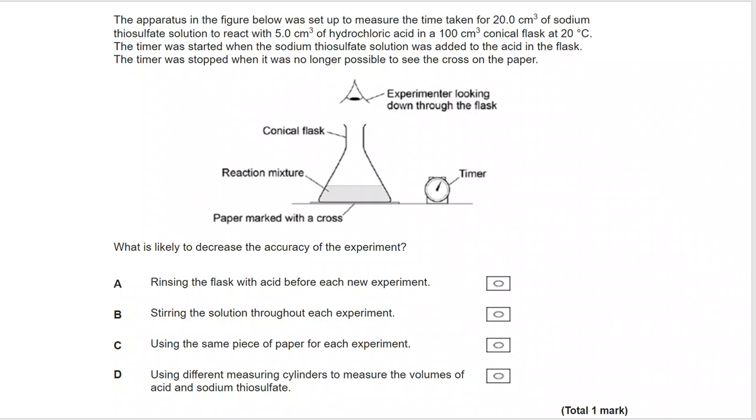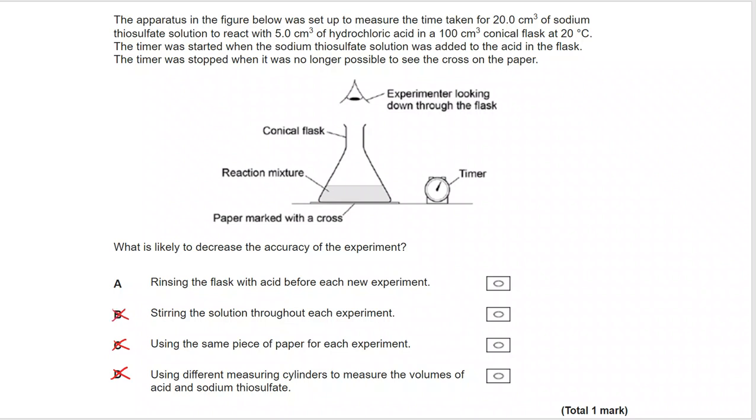Well, if we take a look at D, using different measuring cylinders wouldn't have any impact. They would all have their own percentage error, but it would be marginally different, not enough for that to be an issue. If we move up, using the same piece of paper for each experiment, well, that's not going to change anything at all. You're looking at the same cross, so there wouldn't be any real difference in the time taken for the cross to disappear based on doing that.